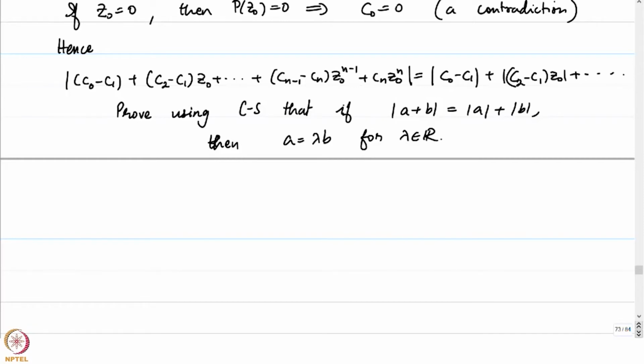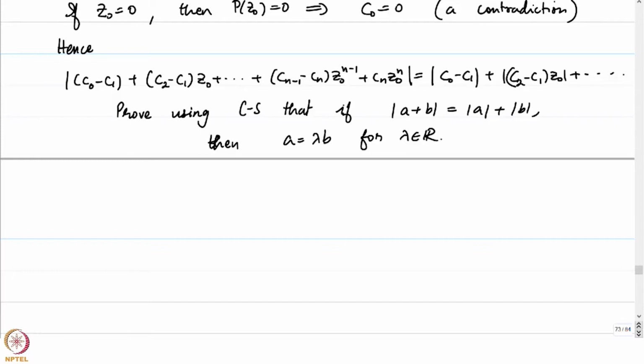Remember that we are now in a real inner product space. We are considering C as a vector space over R. So when you look at the inner product of mod of a plus b square, that will be mod a square plus mod b square plus inner product of ab plus inner product of ba. But remember that inner product of ba, which is the conjugate of the inner product of ab here, is equal to the inner product of ab because the conjugate is equal to itself.